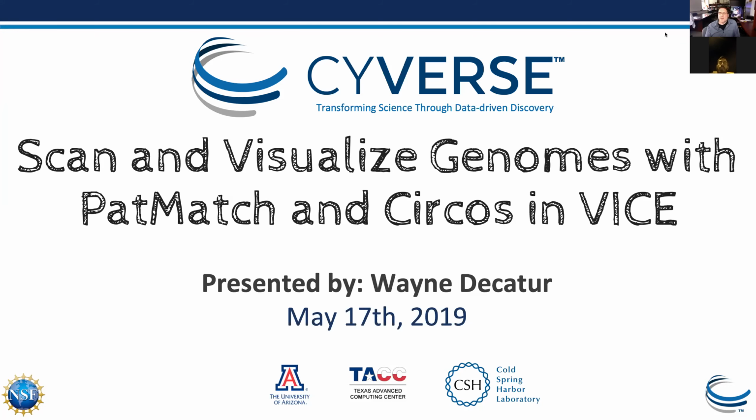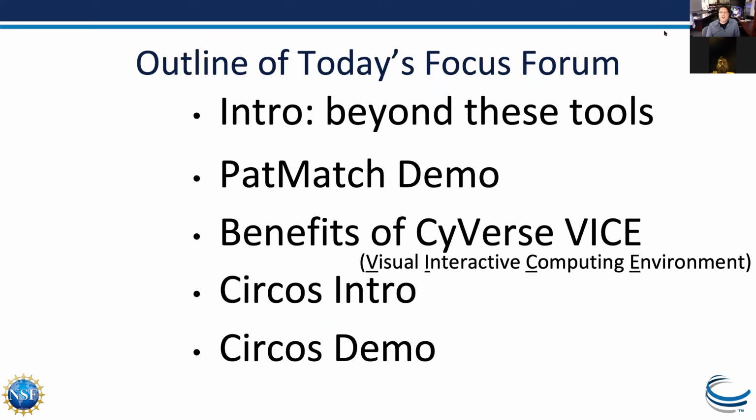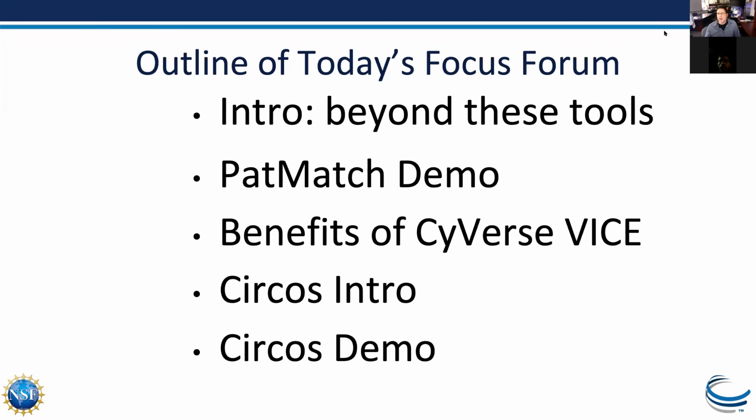First I'd like to start out with an outline of what I'll talk about today. First I'm gonna go with a big picture perspective, because I think it's helpful to have a context of where and how you're running these tools, at least some idea. And then I'm going to go into PatMatch and do a demo of that. Then we'll come back and talk about the benefits of using the CyVerse VICE. And in case I forget to say it, that's the Visual Interactive Computing Environment that CyVerse has recently introduced. And then I'll introduce Circos and run a demo in there.